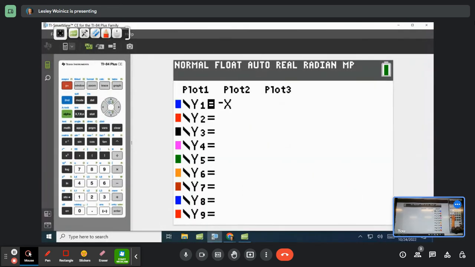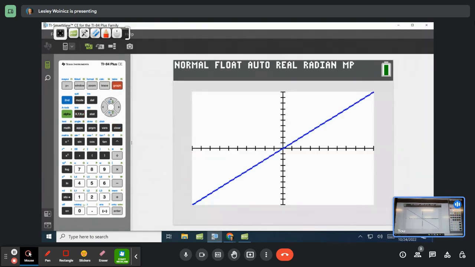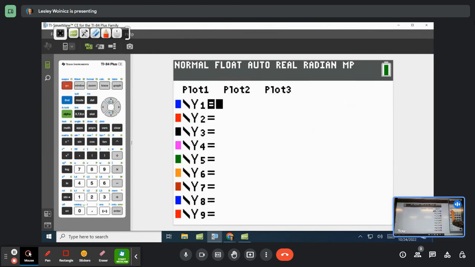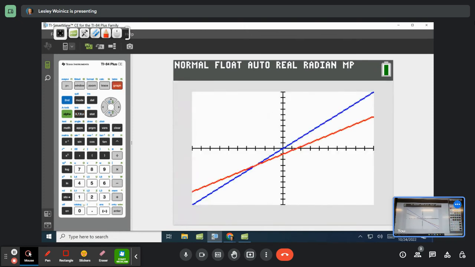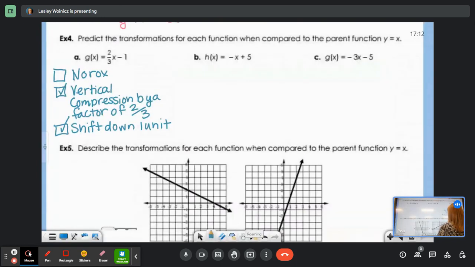Now, we can check that on the calculator. So here's my parent, y equals x. Okay, that's the parent in blue. Now I'm going to add our transformation: 2 divided by 3 times x minus 1, graph. So you can see that my y-intercept shifted down a unit. And then you can see that the red transformation function is not as steep as the blue parent one because it got vertically compressed. Okay. Just in case you thought I was making it up.